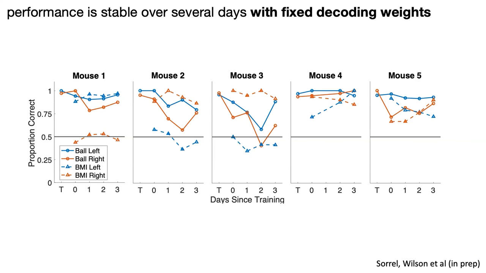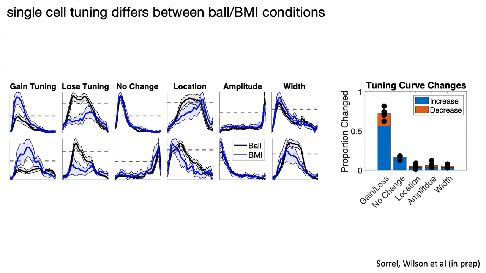So far, what we've found, and the broken lines show this, is that even with a fixed decoder over several days, we don't get the drop in performance that we'd expect from offline data, which is interesting. Okay? We haven't done this long enough or across as many animals as we need to make strong conclusions, but this is promising.